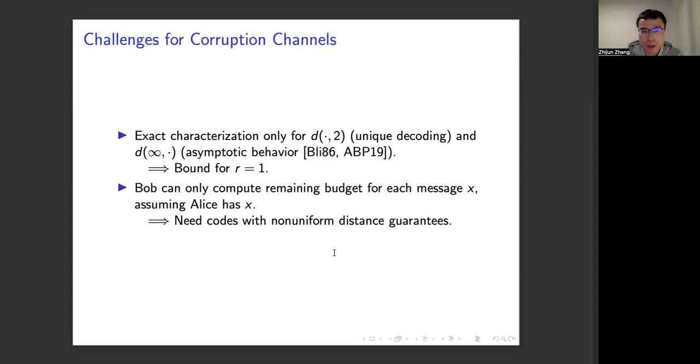And apart from that, in the corruption case, Bob can no longer compute a set of gamma I which are compatible with the transcript. What he can only do is to compute the remaining corruption budget for each possible message X, assuming Alice wants to send the message X. And also note that because this remaining budget can be different for different messages X, now we need to design codes with non-uniform distance guarantees. Instead of saying, okay, for all pairs of code words, we ensure, say, their relative distance is at least 1/4 apart, that won't be enough, because in order to achieve the optimal resilience, we must have different distance guarantees for different pairs of code words.